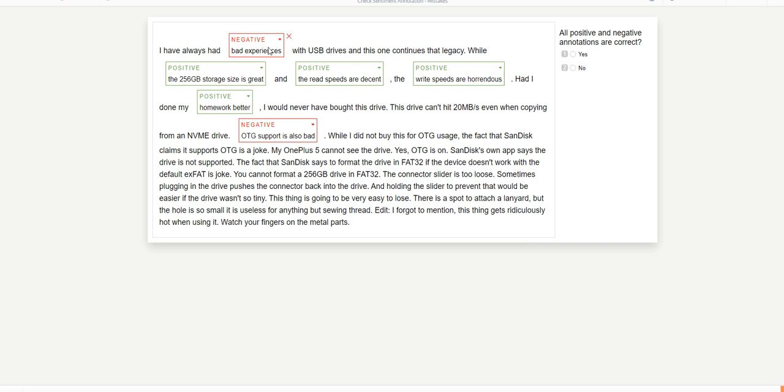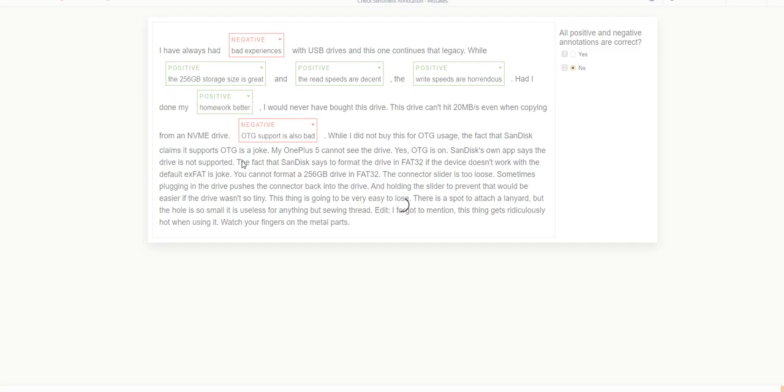"I have always had bad experience." That's correct. Positive, yep. "The 256 gigabyte storage size is great. The read speeds are decent." That's positive. "Write speeds are horrendous." That is a negative comment, so it has to be tagged as negative. It has to be in red. "OTG support is also bad." So this one has a mistake, so it's a no.